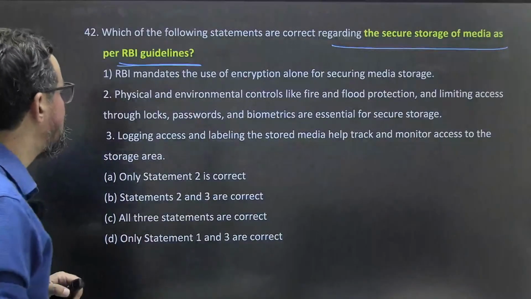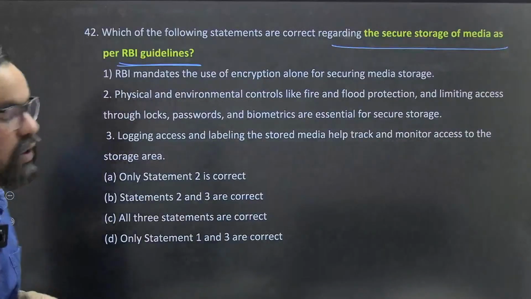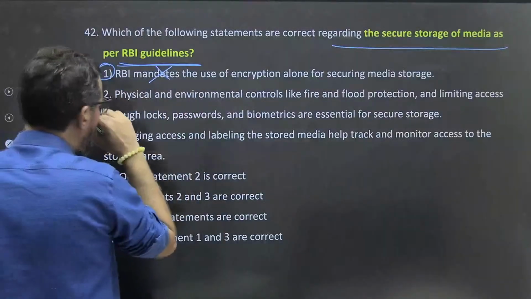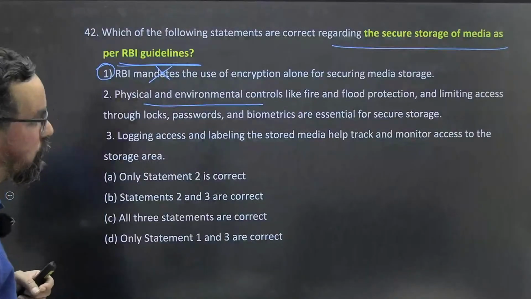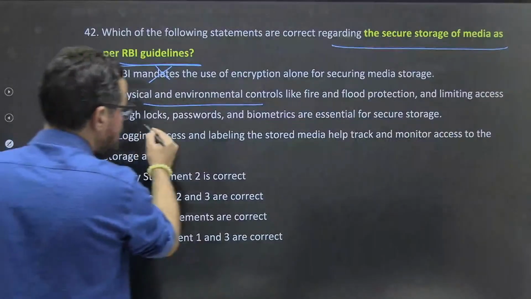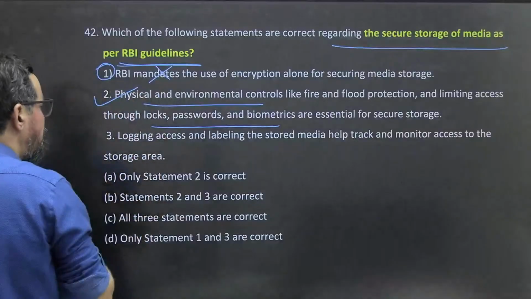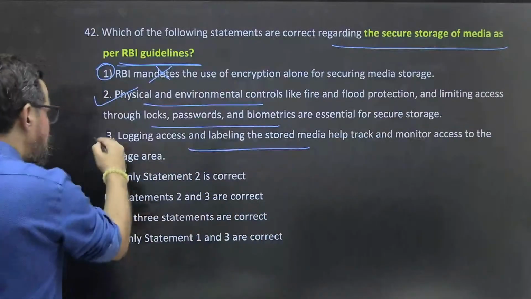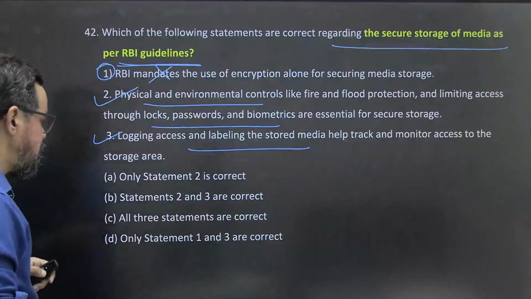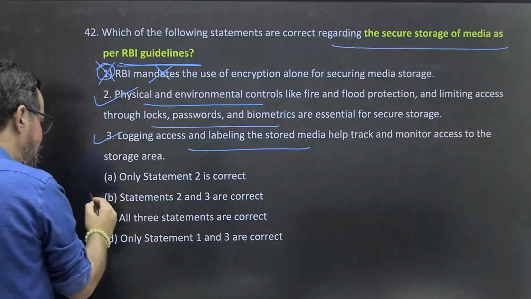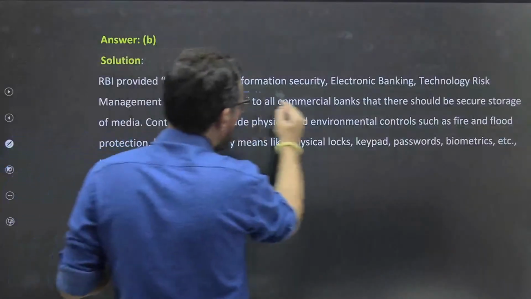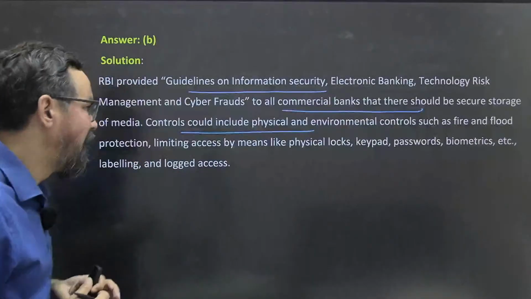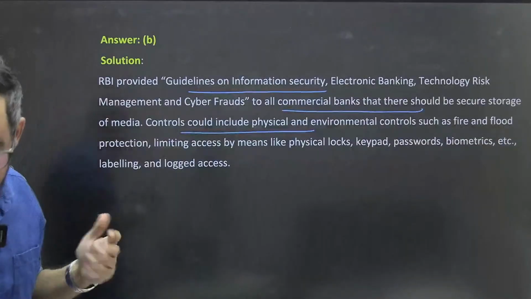Now the question: does RBI mandate the use of encryption for securing media storage? RBI provides guidelines, it should not be any sort of mandate. I'll not comment on this. Then we have physical and environmental controls like fire and flood protection and limiting access through logs, passwords, and biometrics, essential for secure storage. 100% true. Locking access and labeling the stored media helps track and monitor access to the storage area also. Yes, so 2 and 3. 1 and 2 is not the answer, 100% this is wrong. With the help of elimination we will solve this one. RBI provides guidelines on information security to all commercial banks, there should be secure storage of media. Controls could include physical and environmental controls such as this. So there is as such no mandate from this, right?